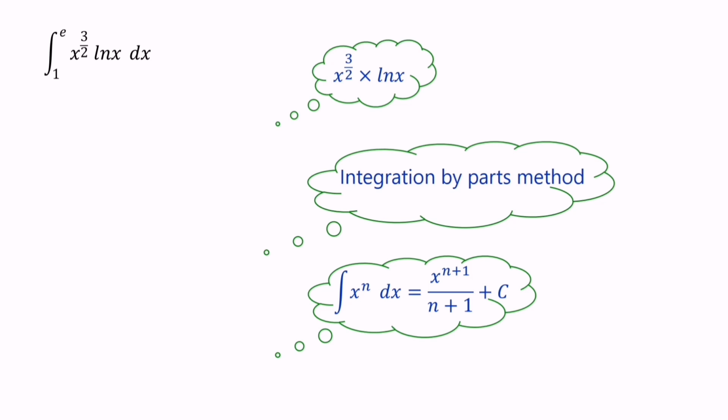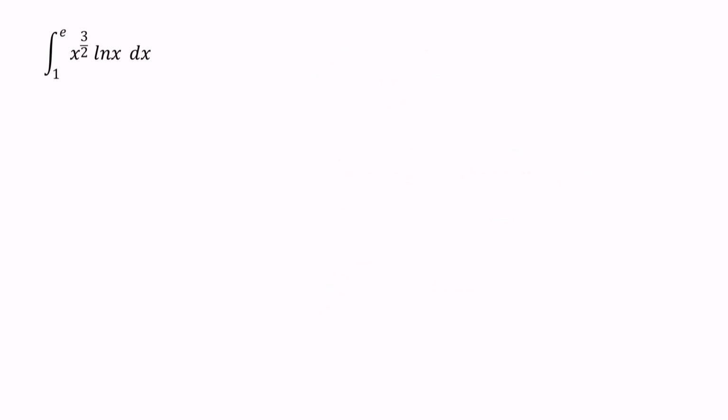So we can prioritize x to the power of 3 over 2. Then we can solve this integral. Clear? Let's jump into the question. First we need to find the integral of x to the power of 3 over 2.